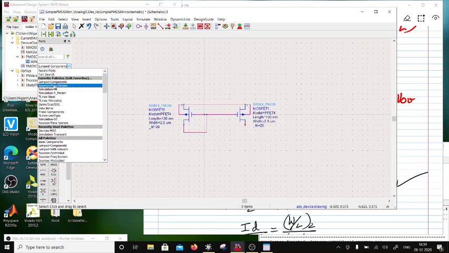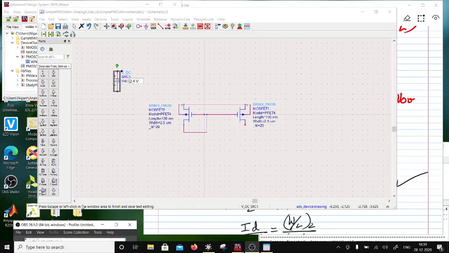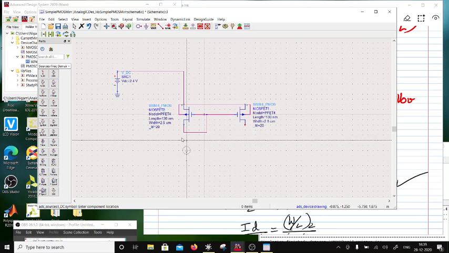Now the sources. I'm going to go to sources, and this I'm going to keep as 2.4 volts. Let's see if I'm recording. Yes. So I make this 2.4 volts and connect it over here like this. And then here I can pull out whatever current I want to. Let's say I pull out 50 microamperes.